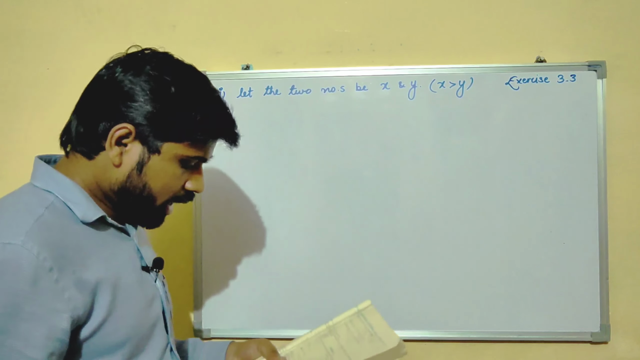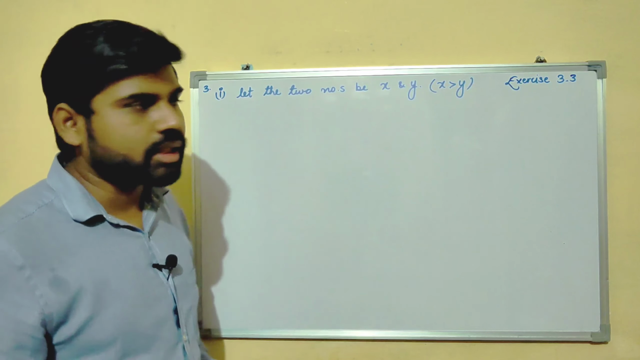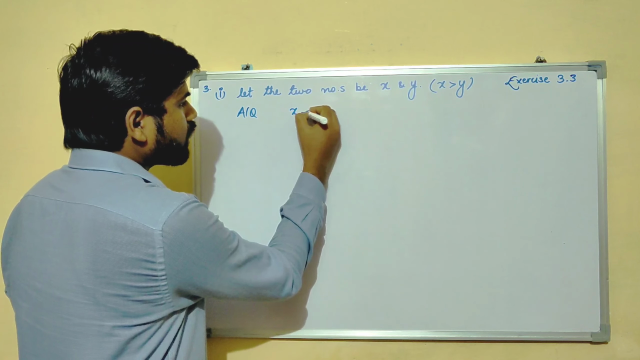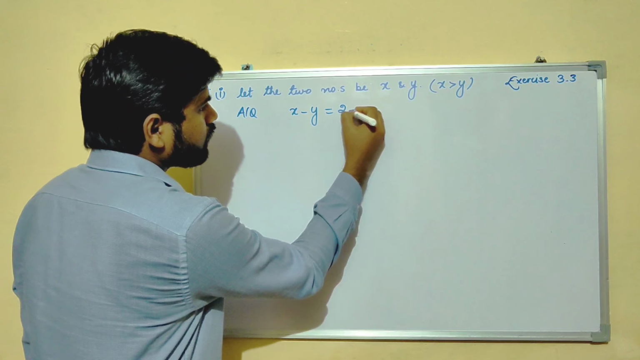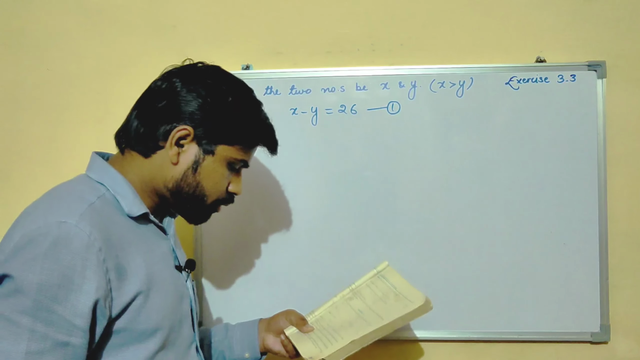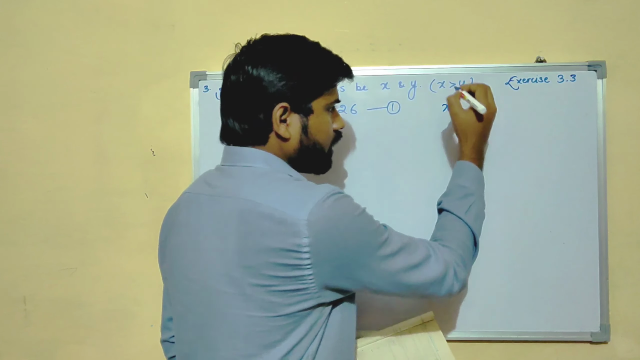Okay, now according to the question, the difference between two numbers is 26. That means x minus y is 26. This will be your first equation, right? And the second equation would be: let us consider one number is x.